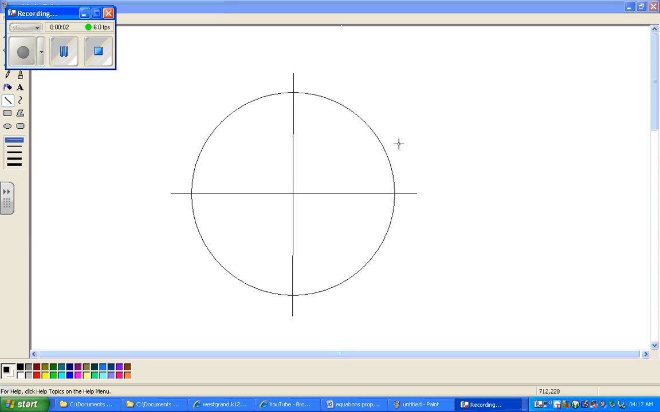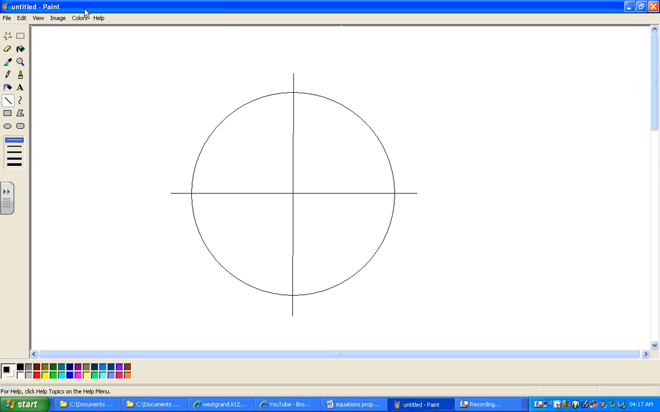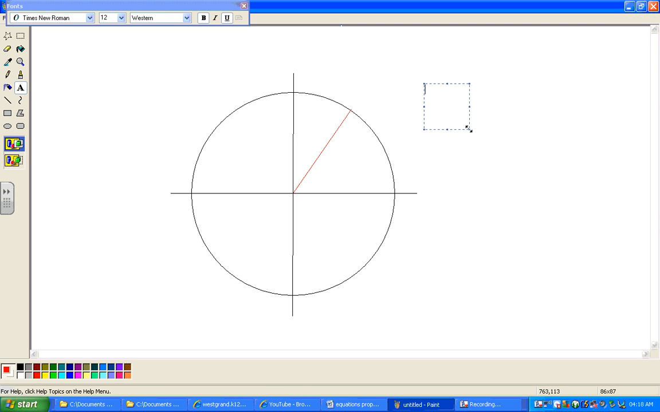Let's start with a simple identity. It's really an important one. It's called the Pythagorean identity. If we pick any place on the unit circle, it's just a random place, we always know that that length is going to be a length of 1.